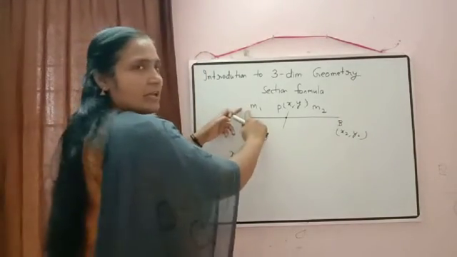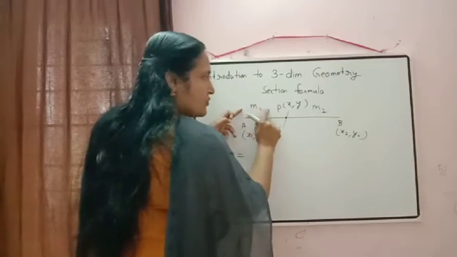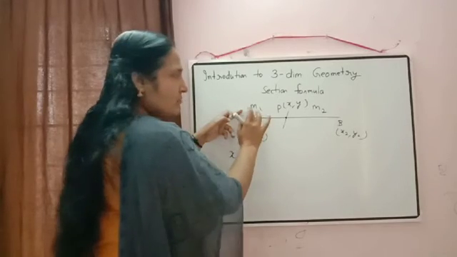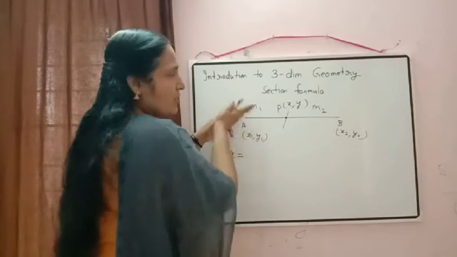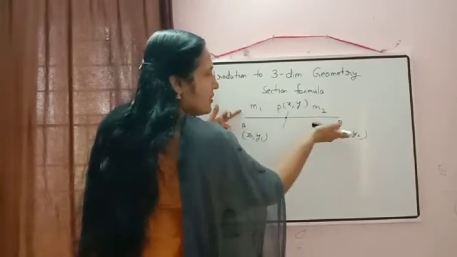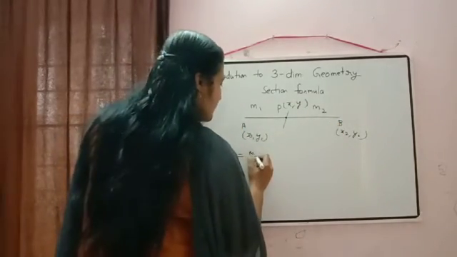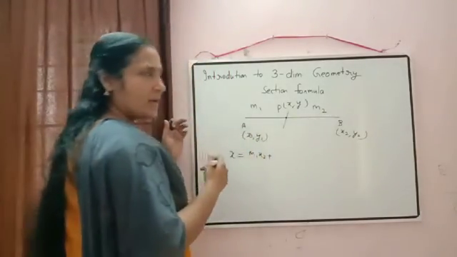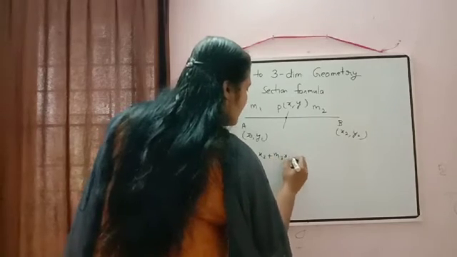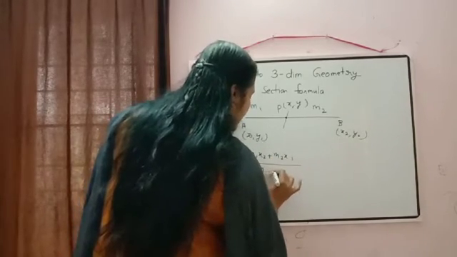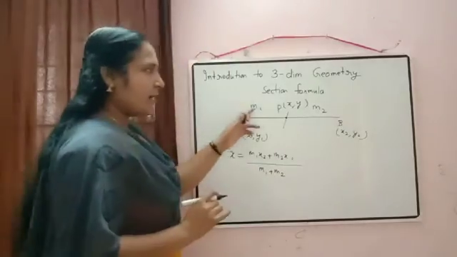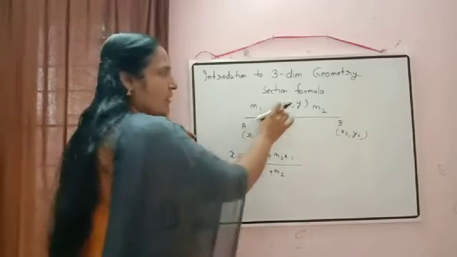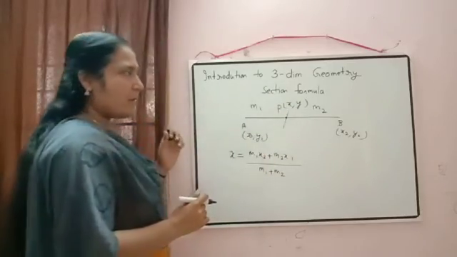Yes, m1 will be multiplied by the opposite side, so it will cross. m1 is nearer to x1, so we will not multiply m1 by x1. We will cross, so it will be m1 into x2. In the same way, m2 will come with x1. So it will be equal to m1 x2 plus m2 x1 by m1 plus m2. With this formula we get the x coordinate of the point P.